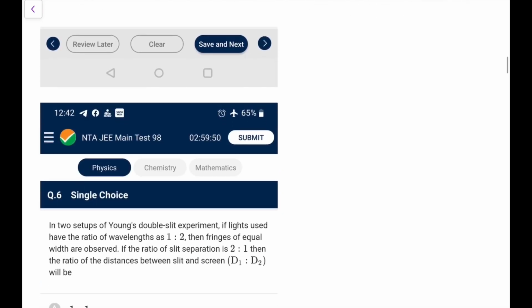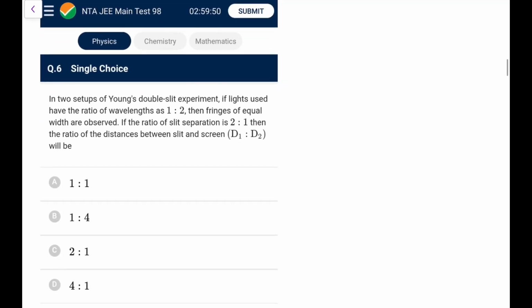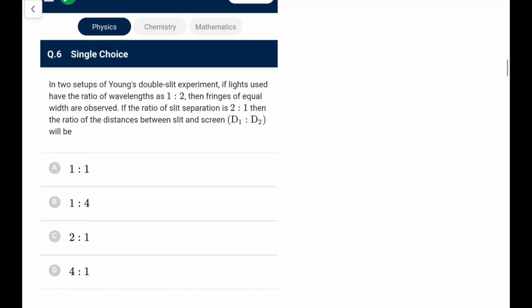Again, it's not going to be that easy to solve for you. Next, in the two setups of YDSE, the light used are in the ratio of the wavelength 1:2. Then fringes of equal width are observed. The ratio of slit separation is 2:1. Then the ratio of the distances will be straightforward.